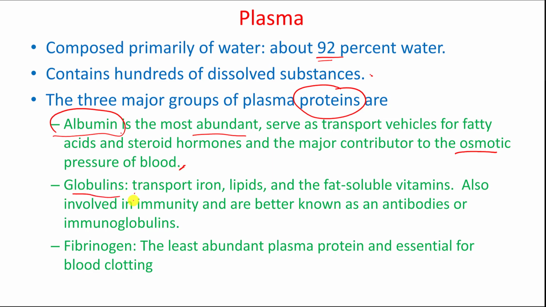The globulins are involved in immunity or in the immune system. Those are proteins that will attack through certain mechanisms. They will attack foreign objects coming into the body. Then we have the fibrinogen. Those proteins are helping in forming blood clotting and preventing blood loss.